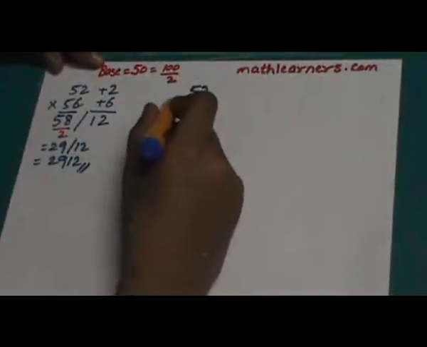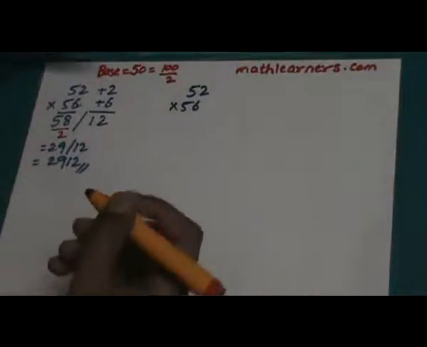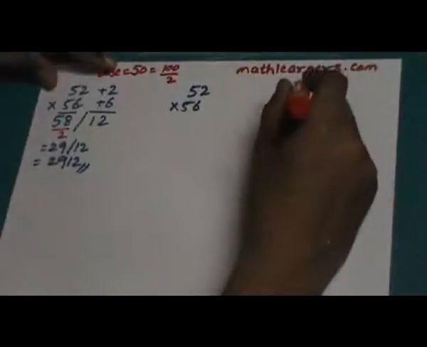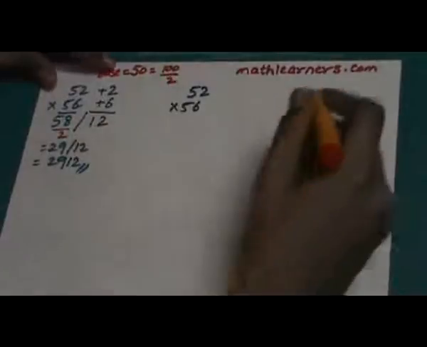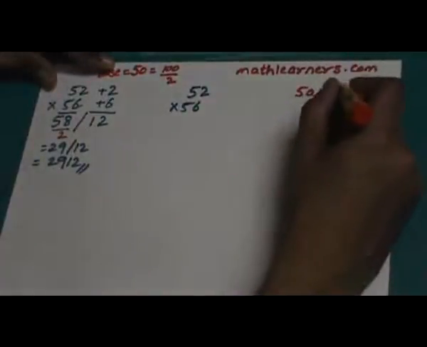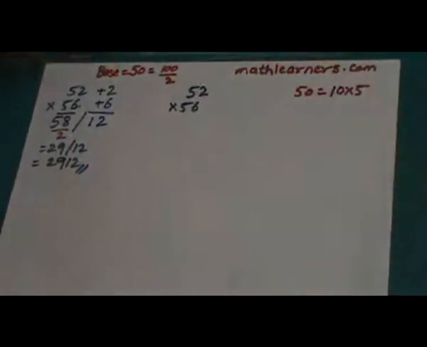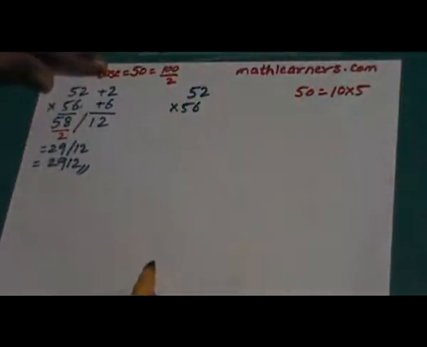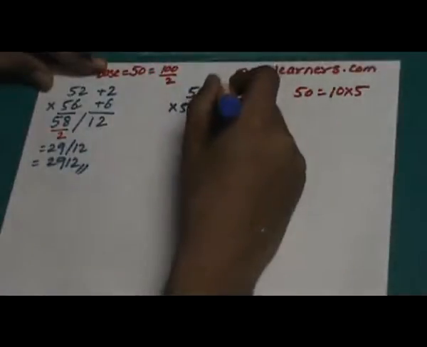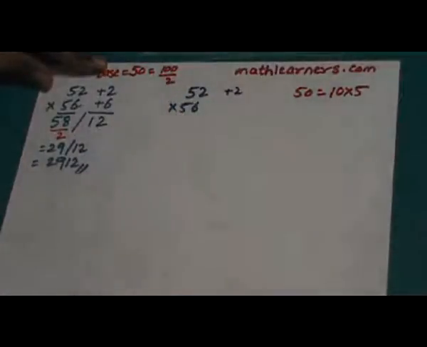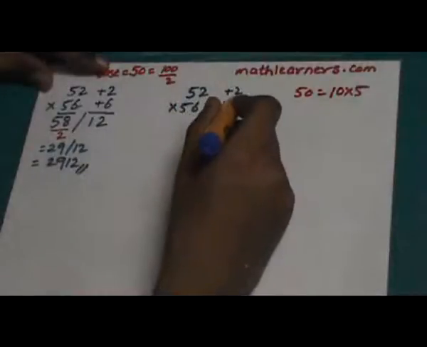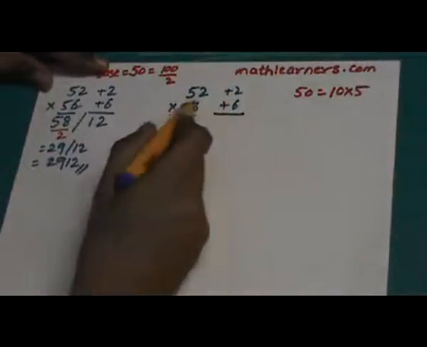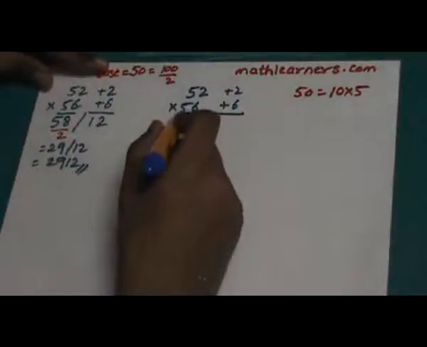Let's do again 52 multiplied by 56. Base will remain same, 50, but this time, instead of dividing, we will multiply. That is 50 can be written as 10 multiplied by 5. So 52 is 2 more than 50, so it can be written as plus 2. 56 is 6 more than 50, it can be written as plus 6. Cross addition gives 58.